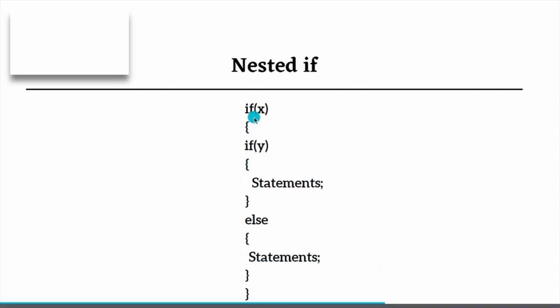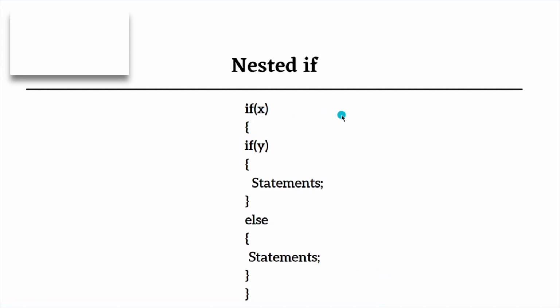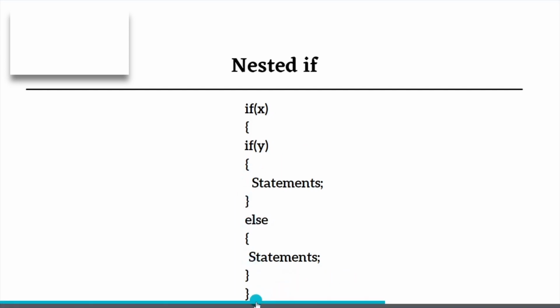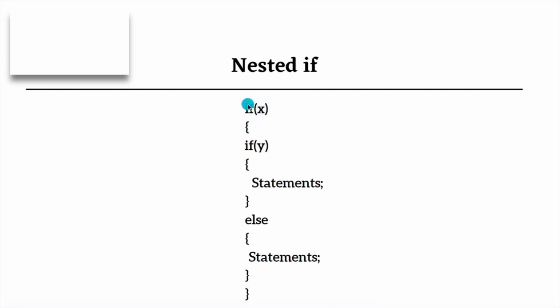If I wake up at 6, and if I am in good healthy condition, the statement is I will go to jogging, else I will not go to jogging. You can keep another else here for this if, and in that else I will not go to jogging. So this is the simple nested if. The if condition lies inside another if, and it is called nested if. We'll see that in more detail when we discuss it in the Dev C++ compiler.